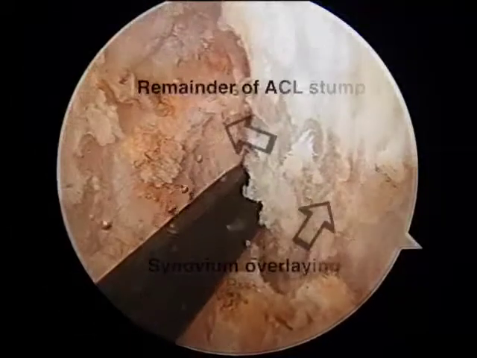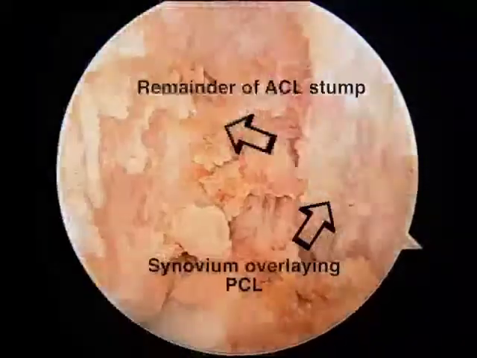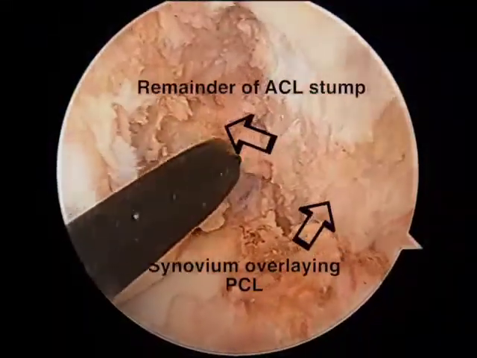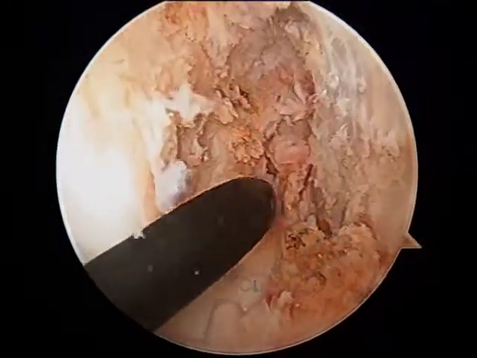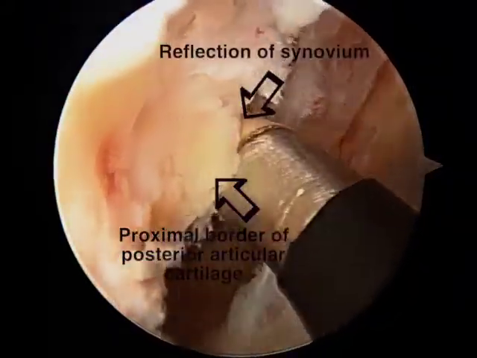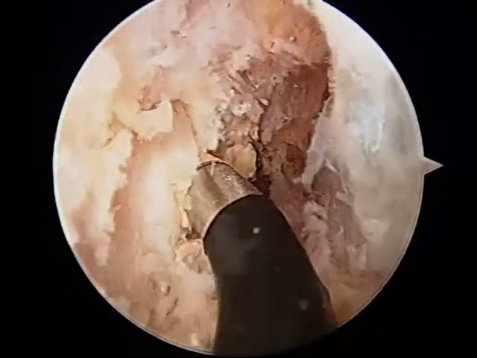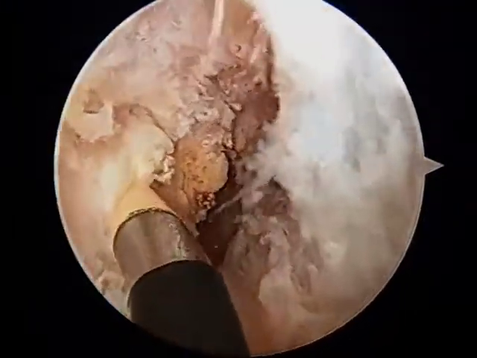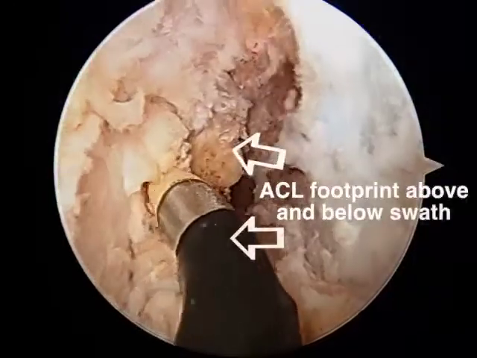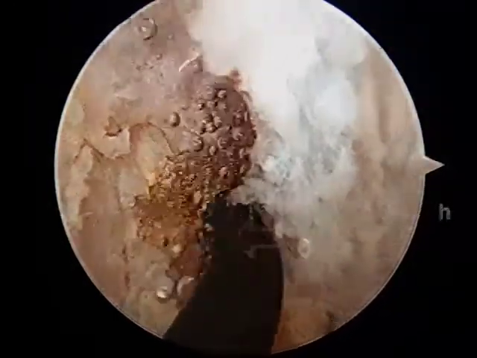Here is another footprint. We are carefully using the radio frequency device to cut down the size of the ACL footprint. Once we have a good view of it, we can find our spot of origin in the back where the articular cartilage meets the synovium. Then, putting the radio frequency cautery here, we pull straight in line with the femur, which would be straight distally, and make a swath through the middle of the ACL.